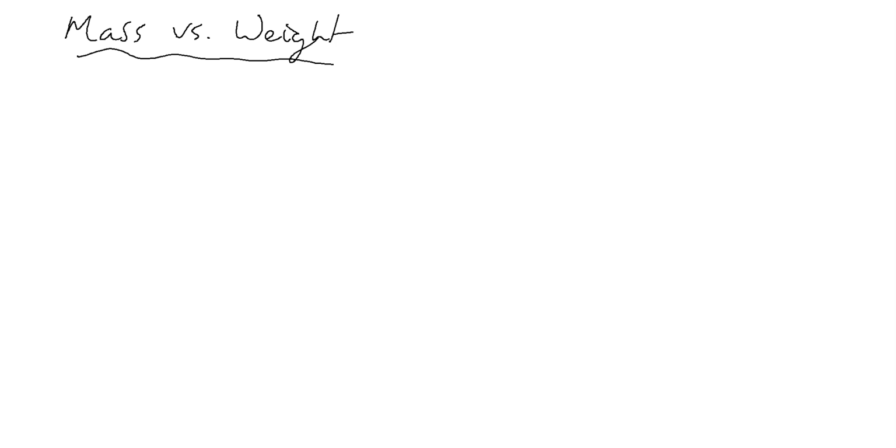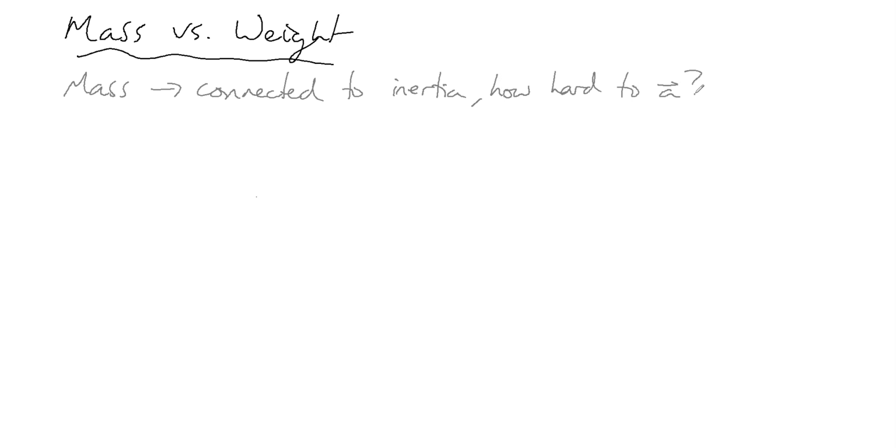Now, when we look at mass, mass is actually connected to law number one. It's connected to the idea behind inertia. Law number one is heavily connected to mass. It's all about inertia and stuff like that. Mass basically is about how hard it is to accelerate. Okay, so that is the key right there. How hard is it to accelerate?